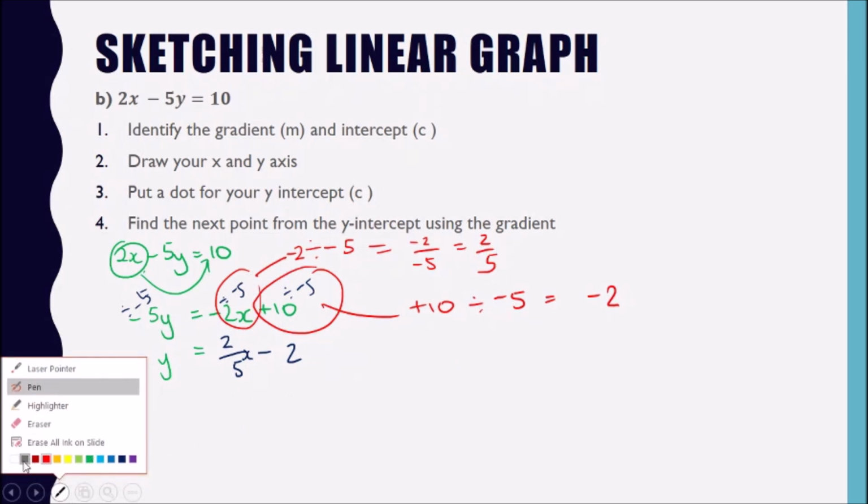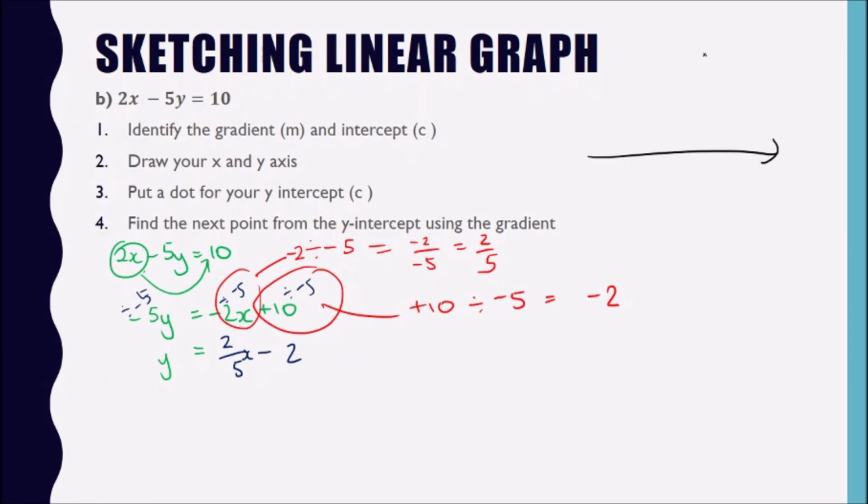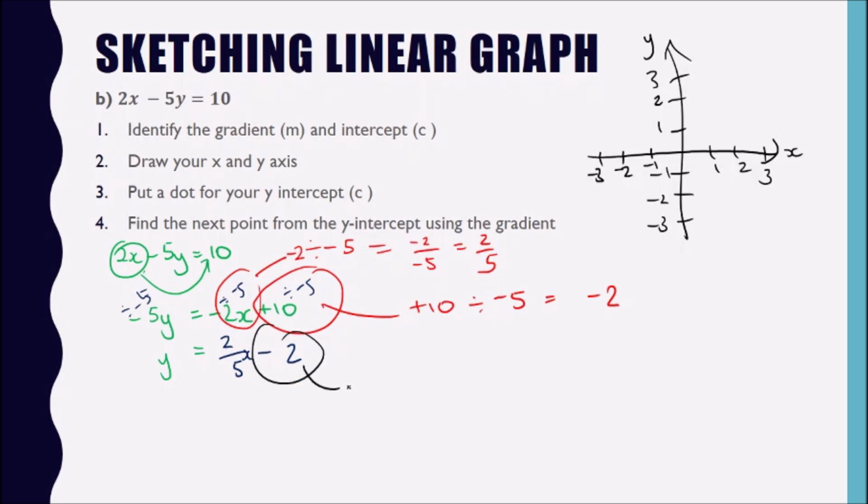I can draw my axis, my x and y. I can put 1, 2, 3, negative 1, negative 2, negative 3, 1, 2, 3, 1, 2, 3. It's just a good habit to get into. Yours will obviously be neater. So we know that the y-intercept is negative 2 and the m, which is the gradient, is 2 over 5. So we've already got a fraction for our rise and run.